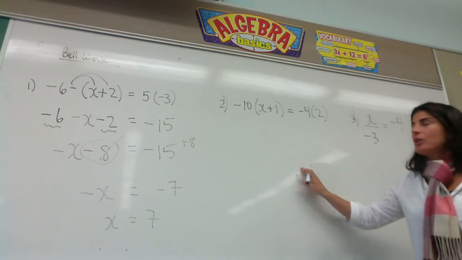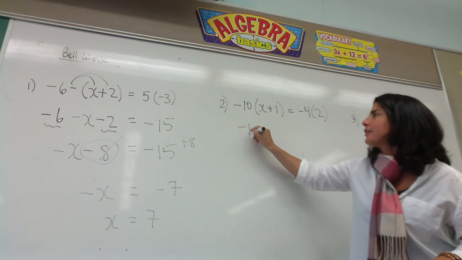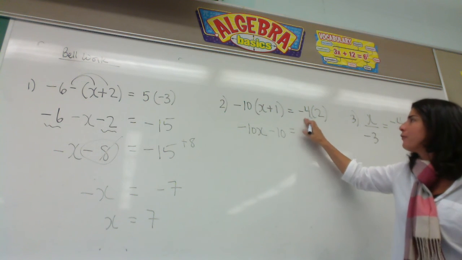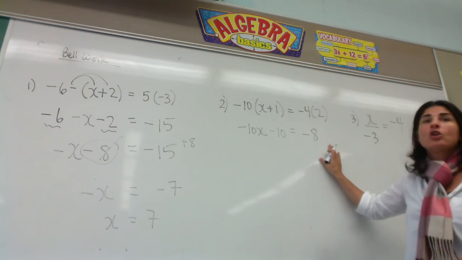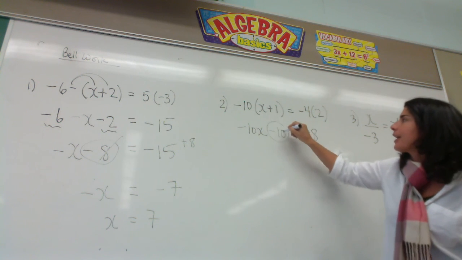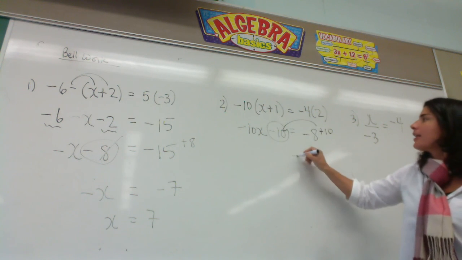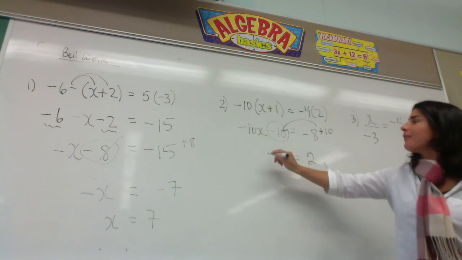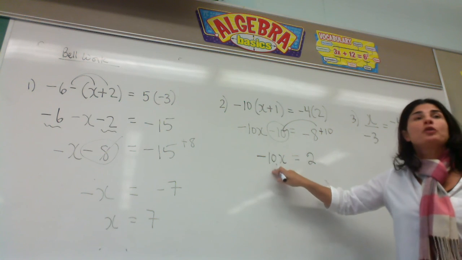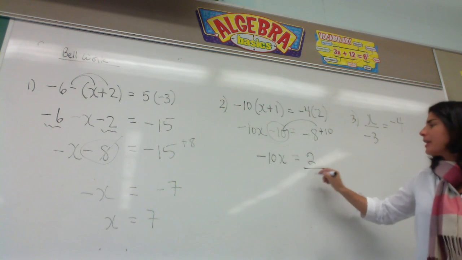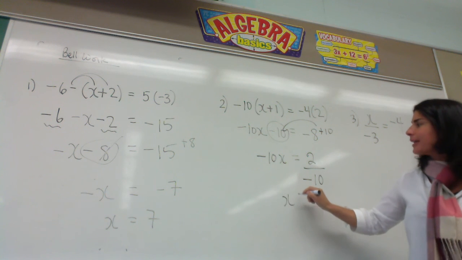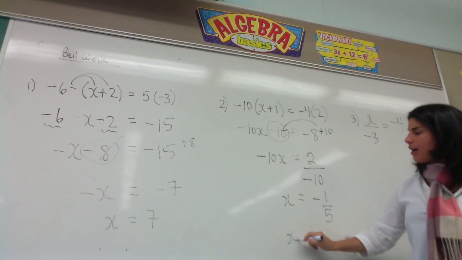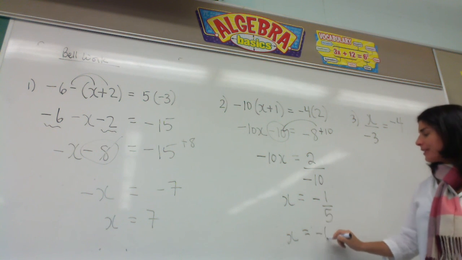Number 2, negative 10 times x, negative 10x. Negative 10 times 1, negative 10, equals negative 4 times 2, negative 8. Removing the negative 10, carrying it over as a plus 10. I then have a positive 2. And on this side, I have a negative 10x. To remove the multiplication of negative 10, it becomes a division of negative 10. I can leave it as a reduced fraction or as a decimal of negative 0.2.